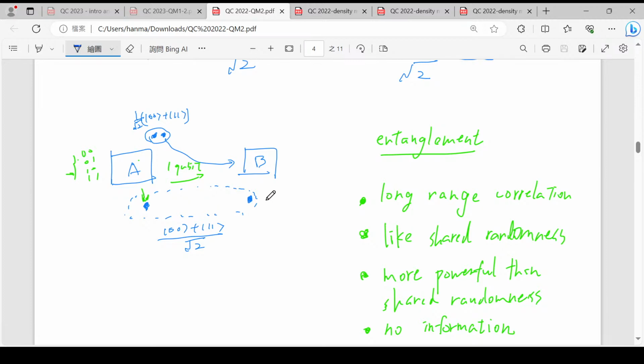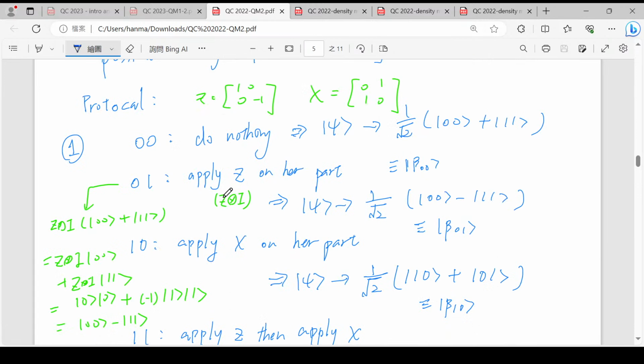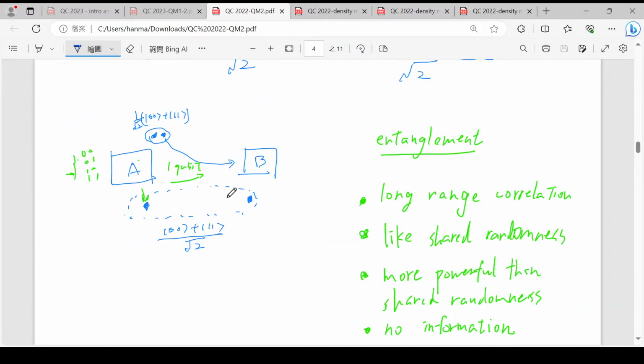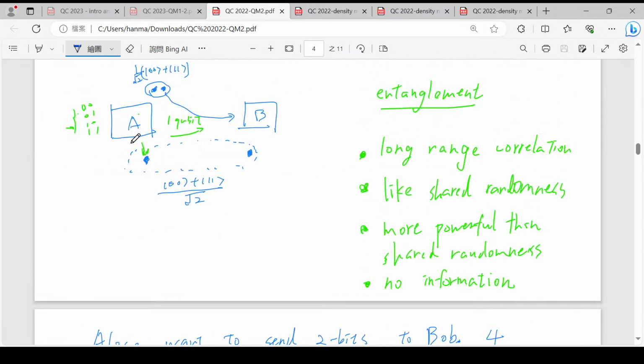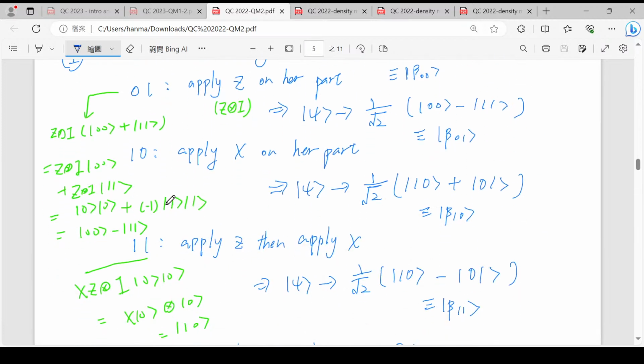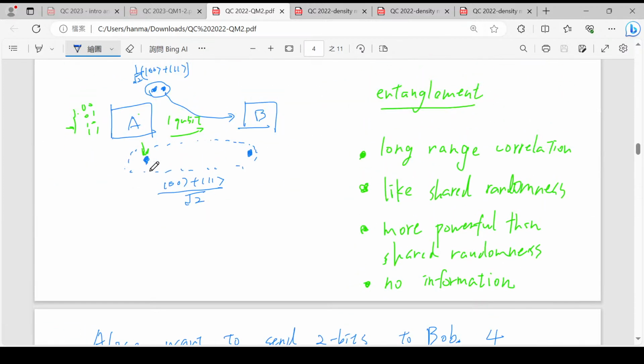So the protocol is pretty funny. They start with the shared entangled state, and depending on those four different things, Alice will apply four different operations to her part of the shared entangled state. She either applies Z, or applies X, or applies XZ, and then she just sends this part of the shared entangled state to Bob.